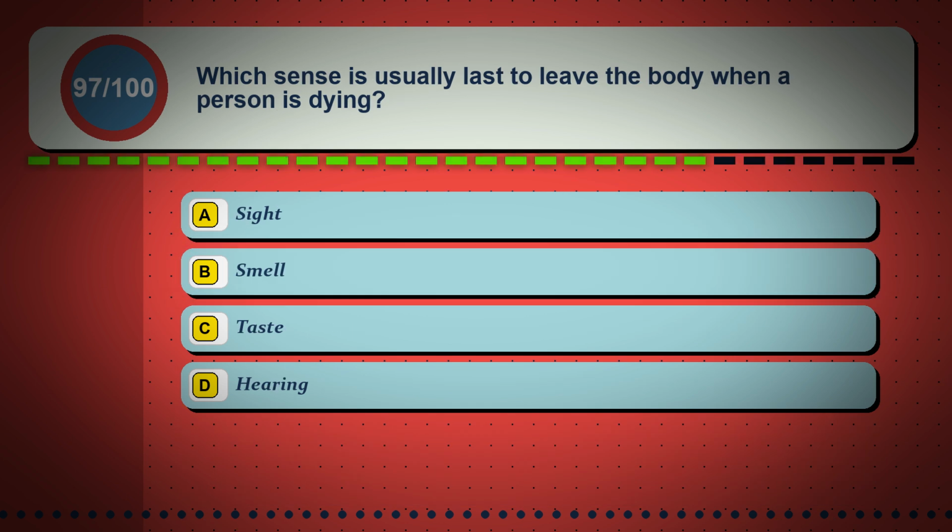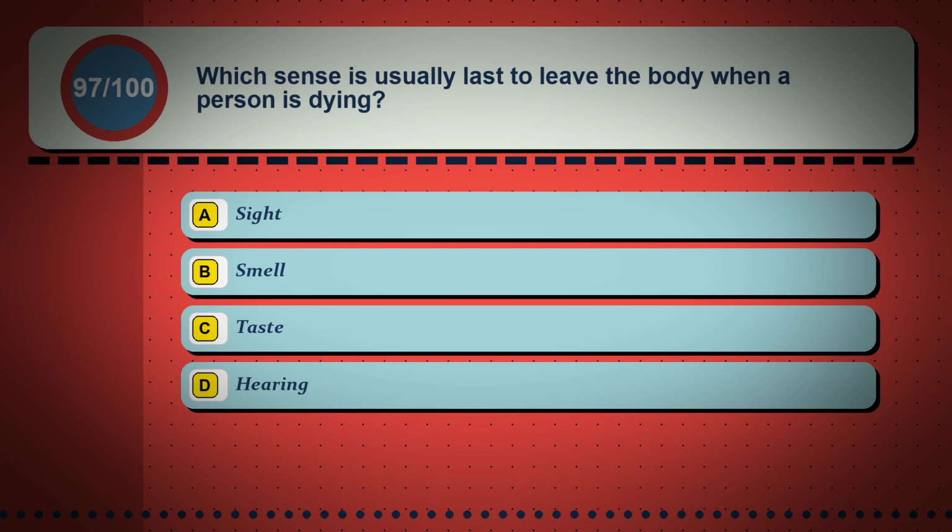Question 97. Which senses usually last to leave the body when a person is dying? Option A. Sight. Option B. Smell. Option C. Taste. Option D. Hearing.